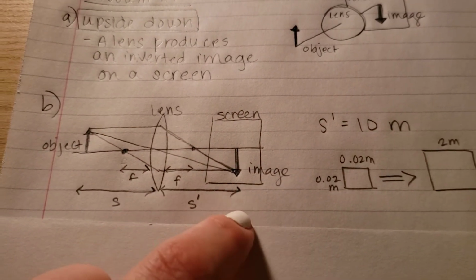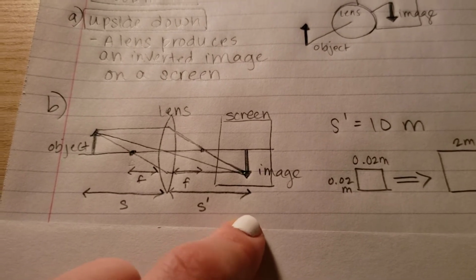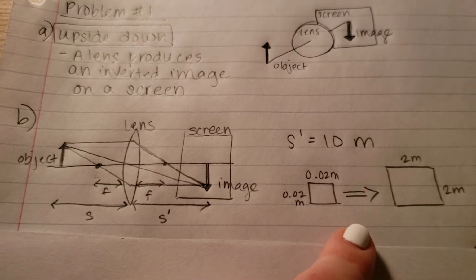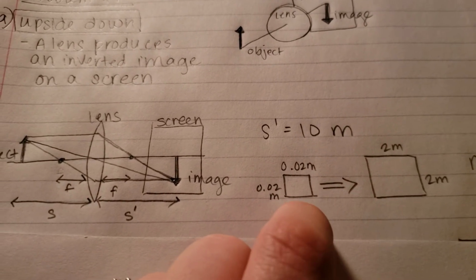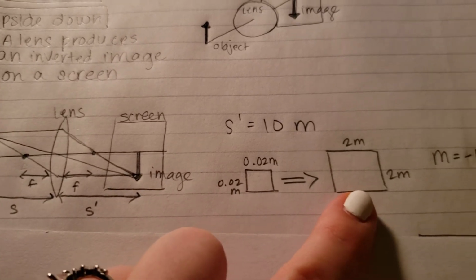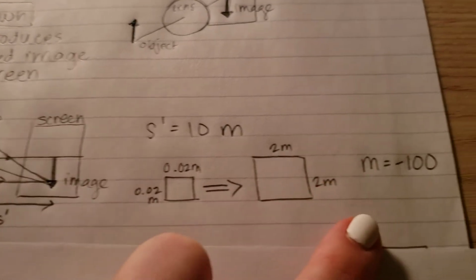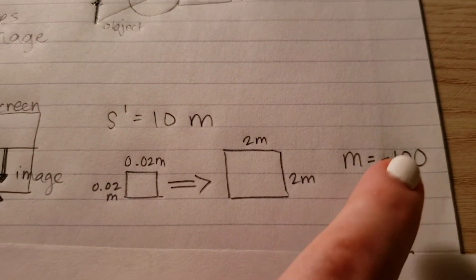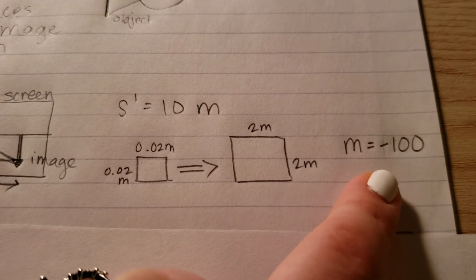So they gave us S prime in the problem, and that's equal to 10 meters. So screen's 10 meters from the lens, and they want our image produced to be 2 meters by 2 meters. So we're magnifying it from 0.02 meters times 0.02 meters to 2 meters by 2 meters. So we're magnifying it by 100 times. And we know that M is going to be negative 100 because it's an inverted image.